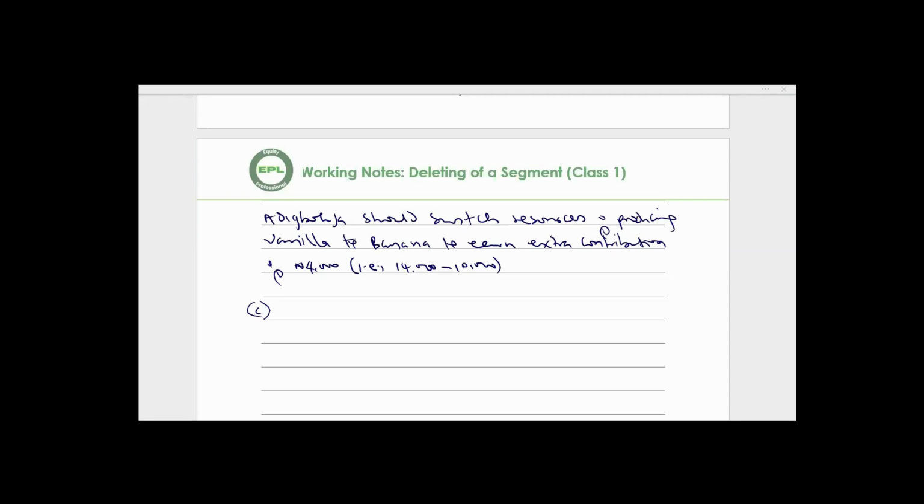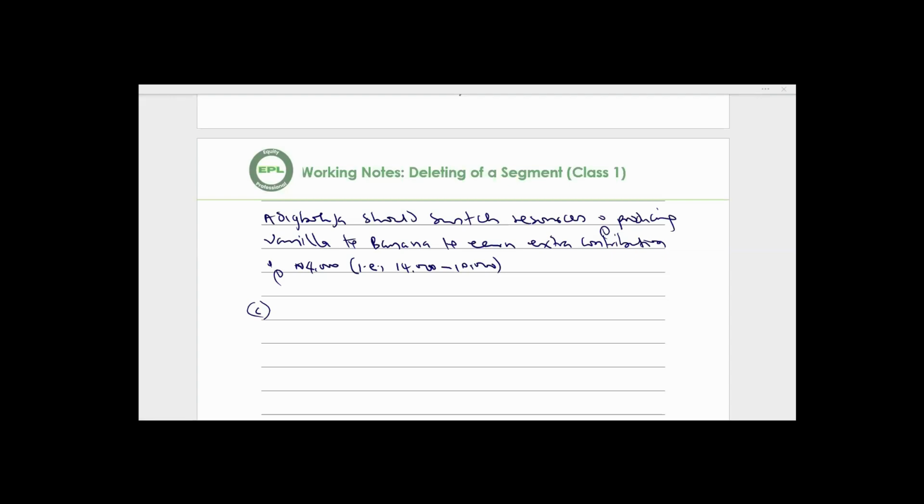Number three, you may also want to talk about another factor: would there be additional costs to be incurred? I think I've mentioned that already. Would there be any additional cost to be incurred for training and retraining the affected workers if they are eventually redeployed to working under banana? So these are some of the factors we need to consider.